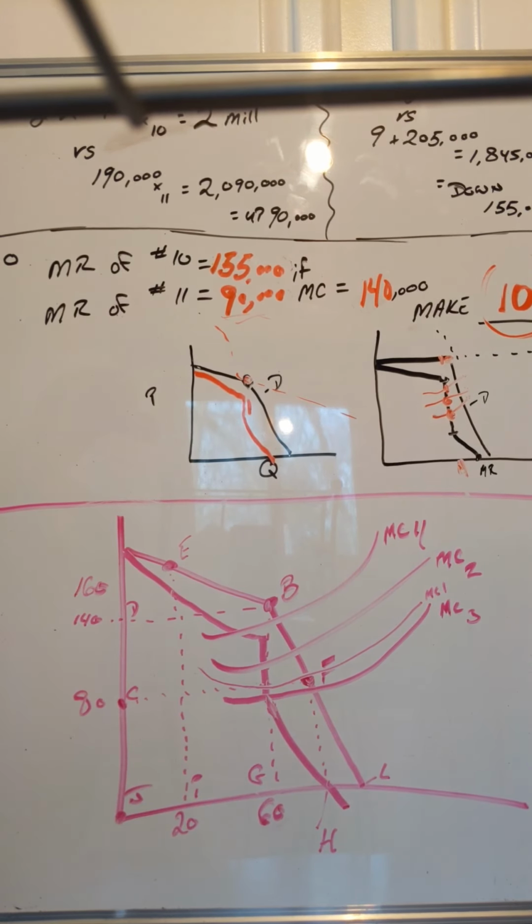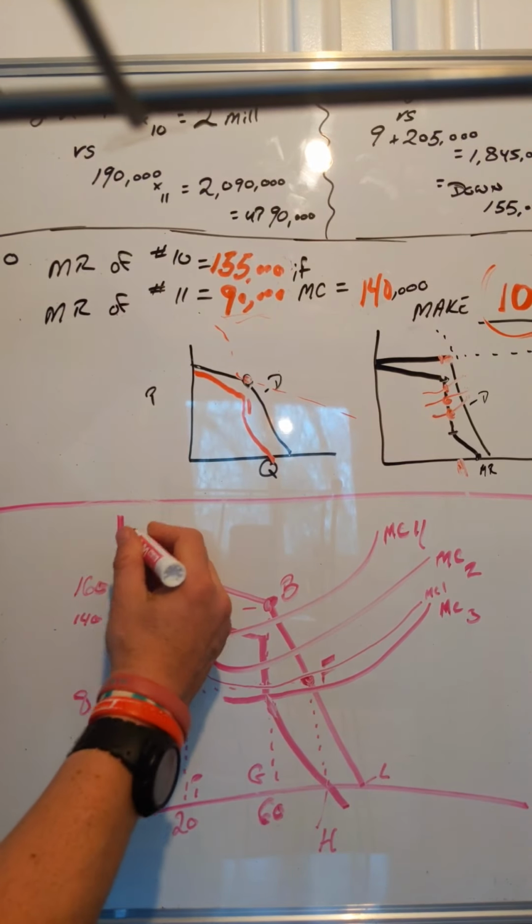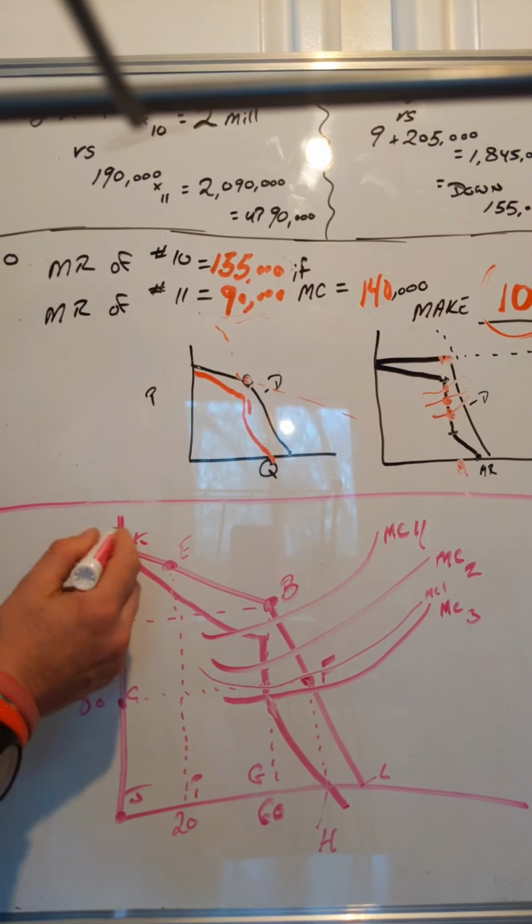What range of the kinked demand curve has a PED greater than 1? Where is it elastic? Well, it's elastic where it's flatter. So from K to B.